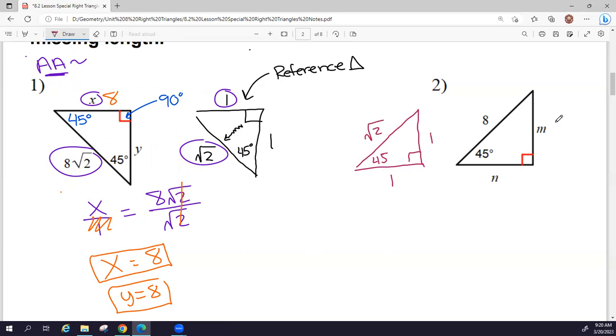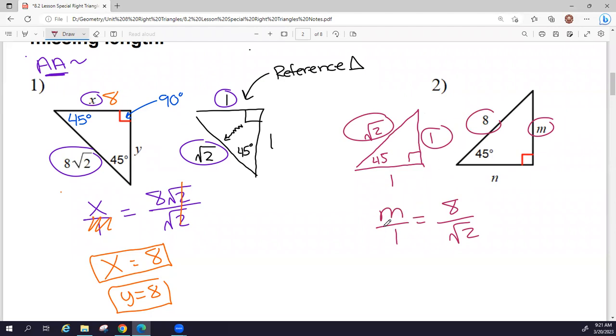I like to draw it in the same orientation as the triangle that I am trying to figure out the side lengths for. So I'm going to try and figure out m. I can write a proportion, m over 1. They match. They're in the same spot as long as I draw my reference triangle in the same orientation. And then I'm going to do my hypotenuse over my hypotenuse since I know how long that is. I don't want to use two different variables because then I won't be able to solve.